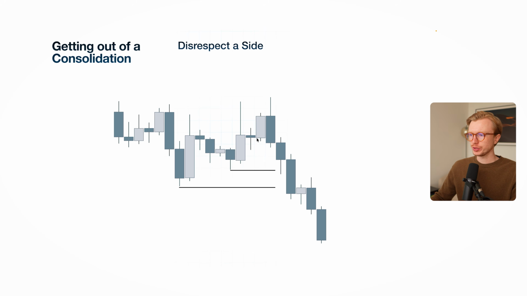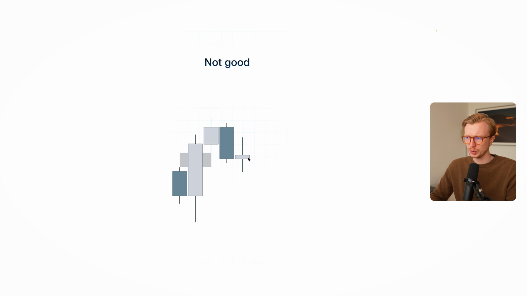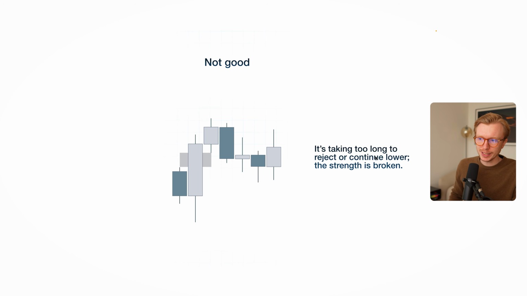Now, on top of that, there's also something else that I do want to mention regarding consolidations. This example right here that I'm going to show you is not good. So for example, if we have this bullish value gap and we are trying to figure out if we are respecting or disrespecting it, and the first candle is not a rejection away. The second candle is also not really a rejection away. Potentially it is. But then the third and the fourth candle are also not really rejecting away. This is not good, because this essentially tells you that it's taking too long to reject or continue lower.